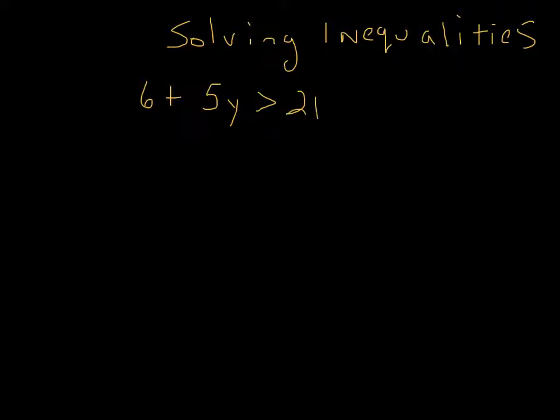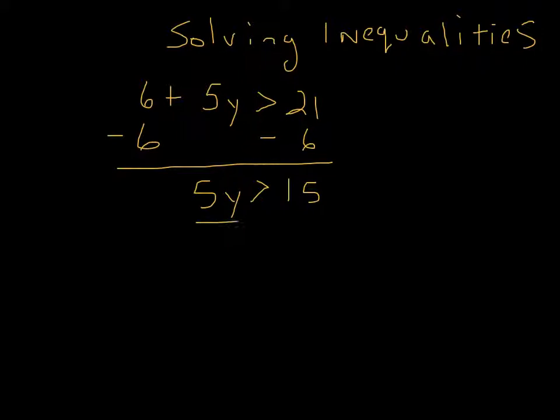And now you could really solve this problem just like you were doing in equality, right? The first thing we have to do is get rid of this 6, bring it to the other side. Then we got 5y is greater than 15. Now we got to divide by 5 to get rid of that 5 on both sides. We're dividing only by a positive, so we do not have to flip the sign. So we end up with y is greater than 3.